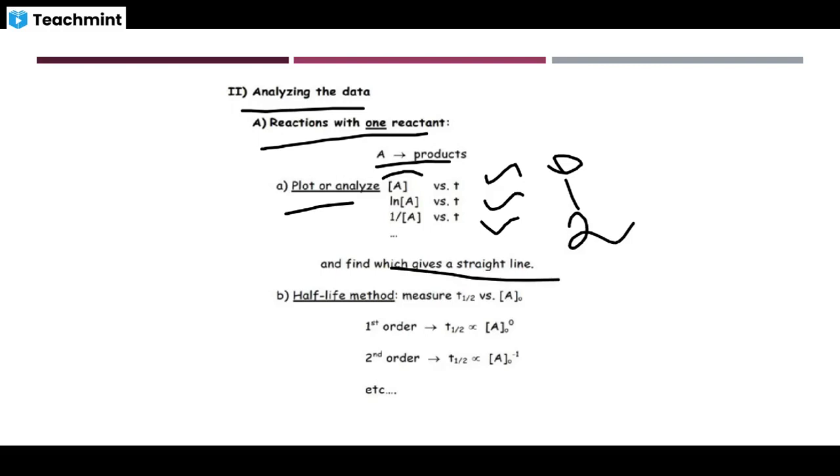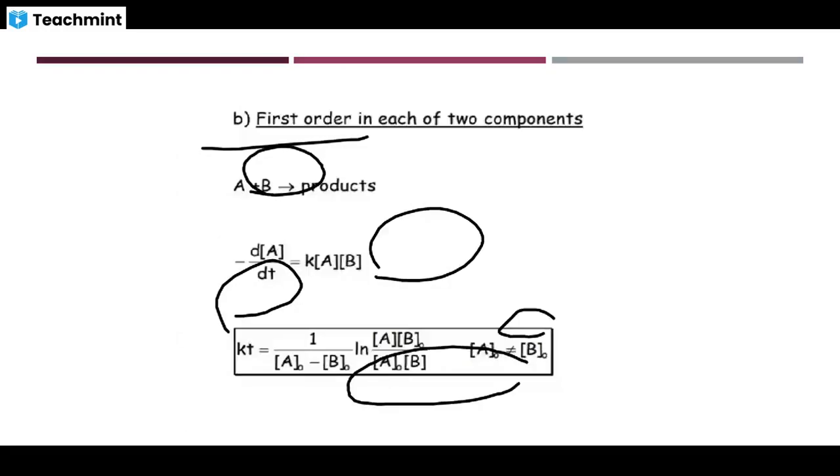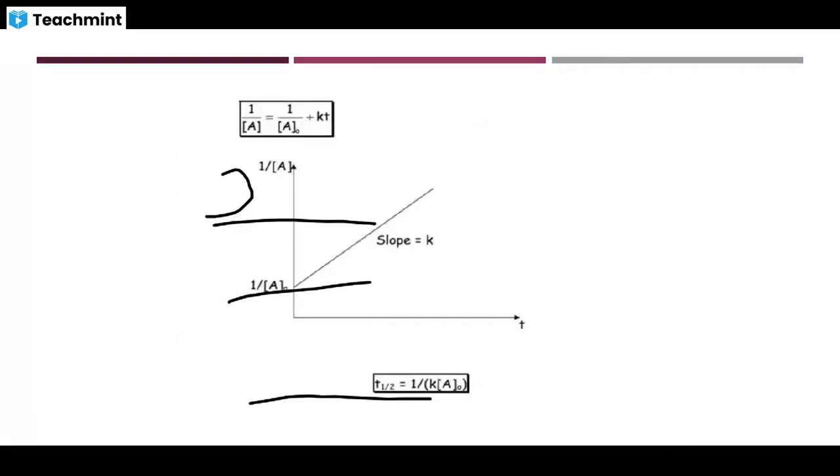Then the half-life method. Measure half-life, t half versus A naught. For first order, t half is independent of the concentration of A naught. For the second order, t half is directly proportional to A naught to the power minus 1, that is, proportional to 1 by A naught. So if you plot, whichever gives you a straight line.